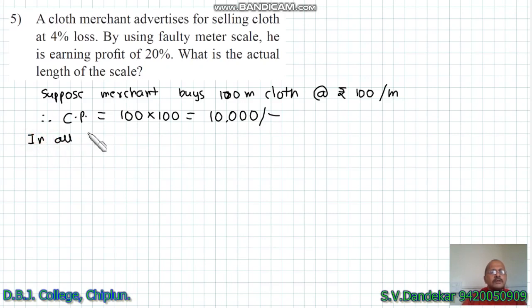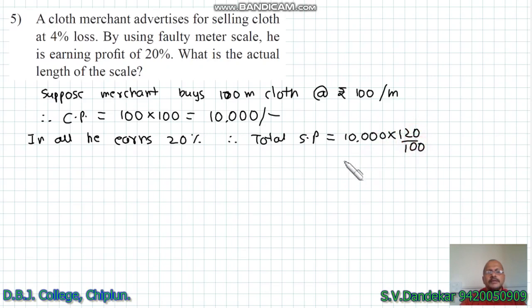In all, he earns 20%, and therefore total SP is equal to 10,000 into 120 by 100. It is equal to 12,000 rupees total selling price.